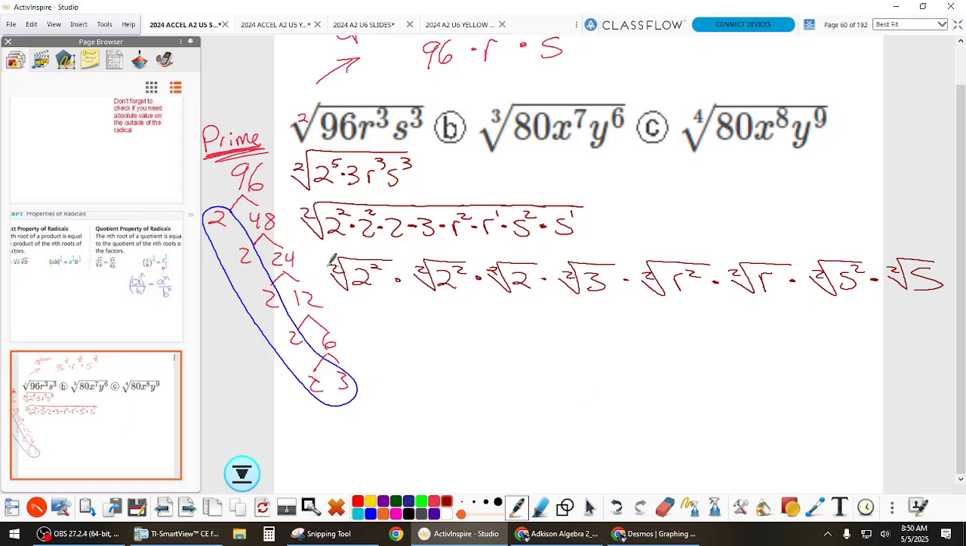What's the square root of 2 squared? 2. What's the square root of 2 squared? 2. Okay. What's the square root of 2? It's nothing we're going to deal with. We're going to leave that in. Leave it inside.